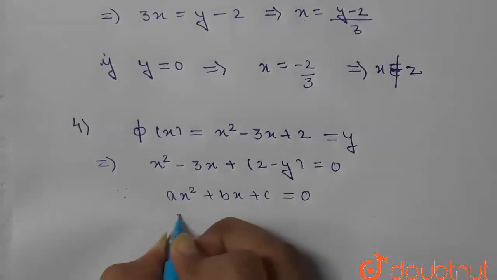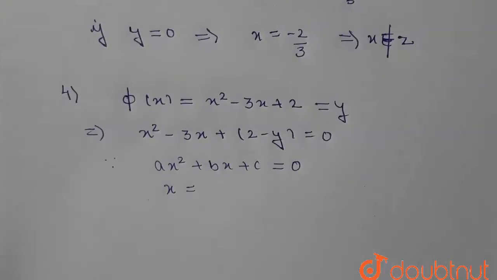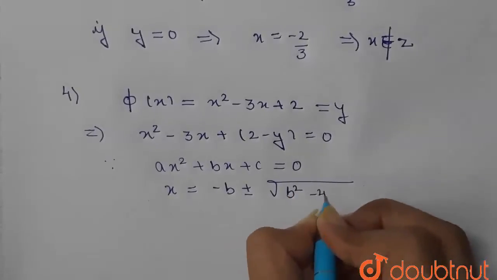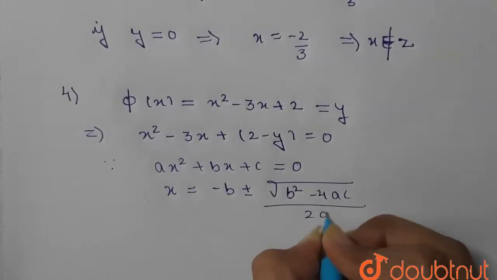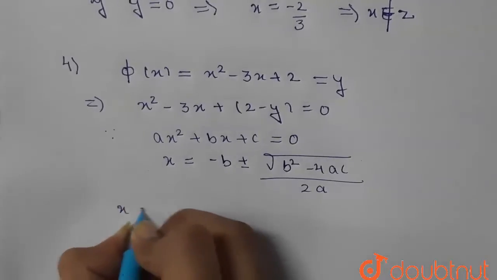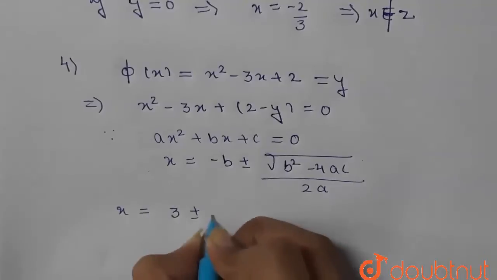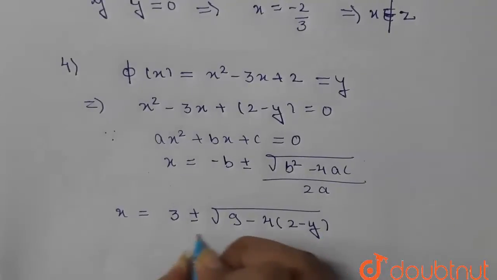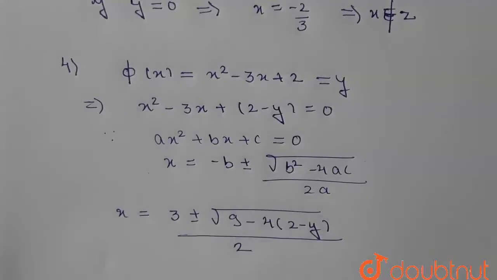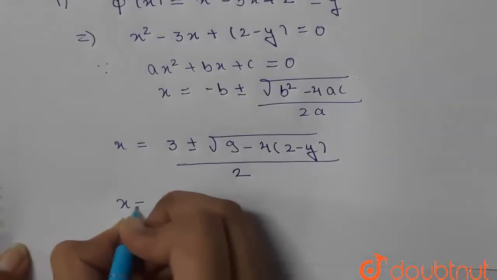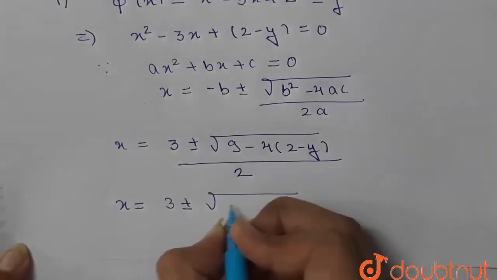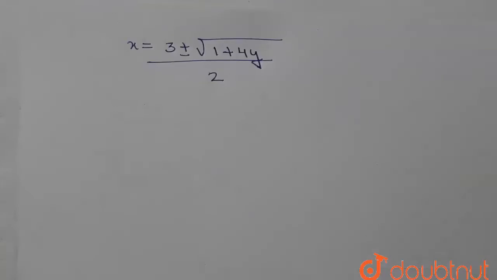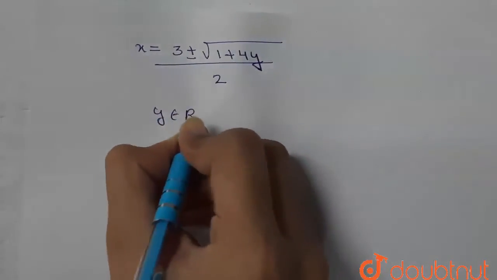And we know that for a quadratic equation, the quadratic formula is x equal to minus b plus minus root of b square minus 4ac, upon 2a. Using that formula here, x will be equal to 3 plus minus under root of 9 minus 4 into 2 minus y, divided by 2. In simplified form, x will be 3 plus minus under root of 1 plus 4y, divided by 2.